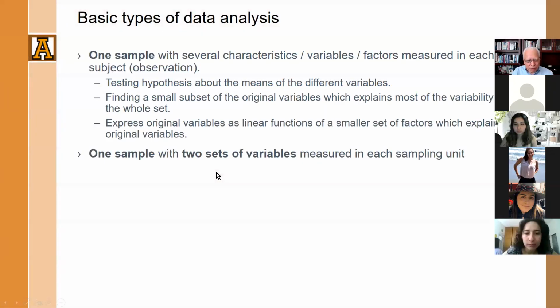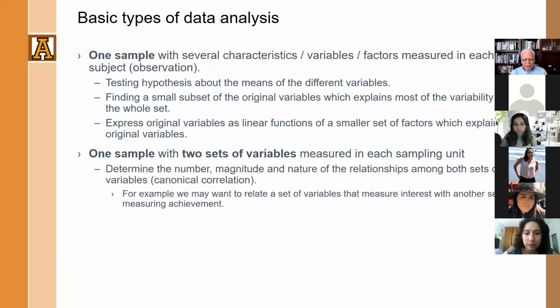So that's when we have one sample. Another situation can be that we have one sample with two sets of variables measured in each sampling unit. We may have two different sets of variables measured on each of the sampling units, and we may want to determine the number, magnitude, and nature of the relationships among both sets of variables. That's what's called canonical correlation analysis. We will not cover this in this course.